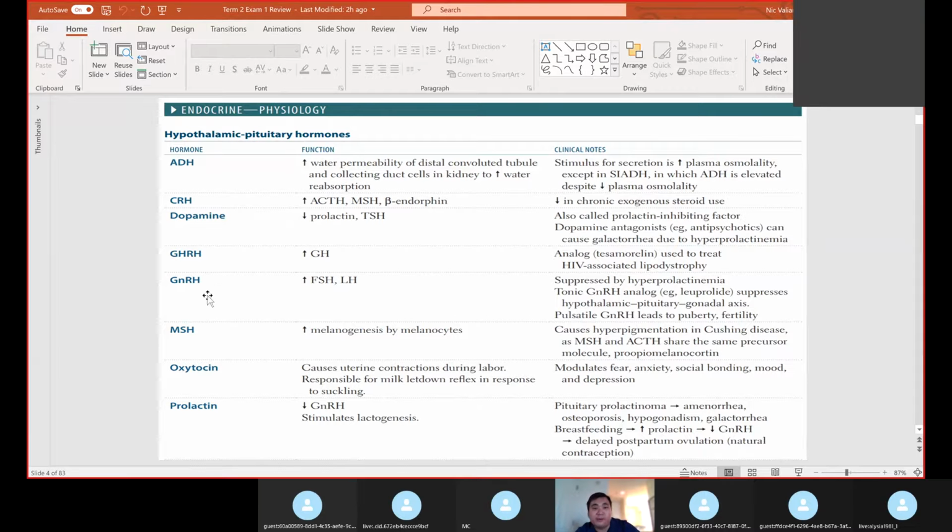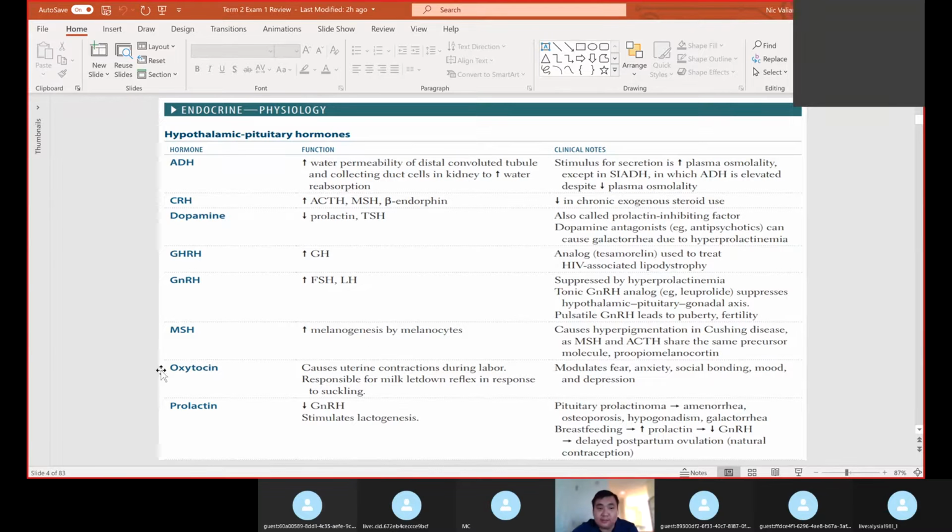High yield. There's another hormone that's pulsatile. Do you know? Is it growth hormone? Excellent. Growth hormone. High yield. Don't forget that. Next, MSH, melanocyte stimulating hormone. What does it do? It increases melanogenesis by your melanocytes. It causes hyperpigmentation in Cushing's. Why? Remember, MSH and ACTH share a common precursor molecule, your pro-opiomelanocortin.